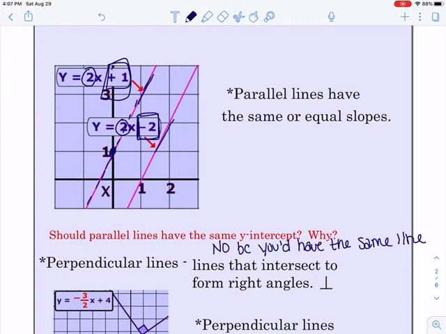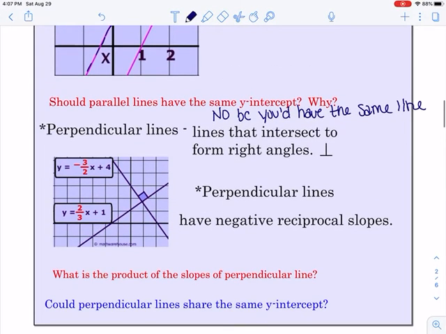Okay, perpendicular lines, again, we've also spoken about this definition a bunch of times. Perpendicular lines are lines that intersect to form right angles, and again, you have your symbol for perpendicular here, that big upside down T. The thing that's going to be special about perpendicular lines is that they have negative reciprocal slopes. So what that means is they're going to be the flip of each other, and one has to be negative and one has to be positive.